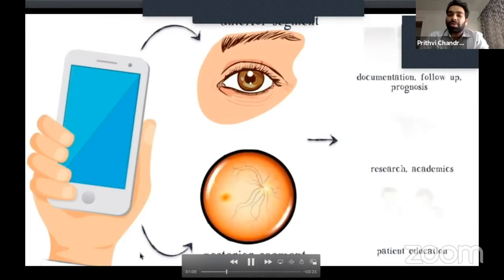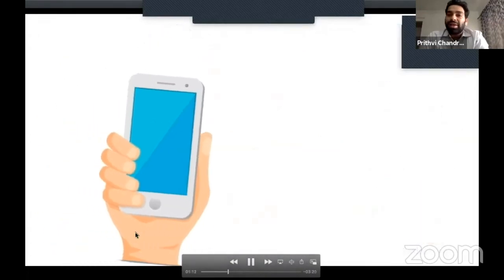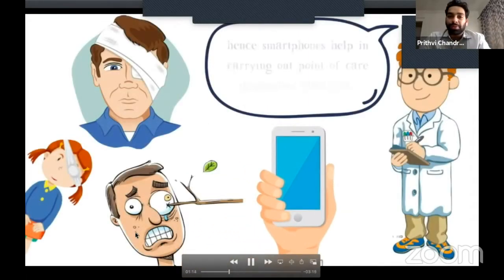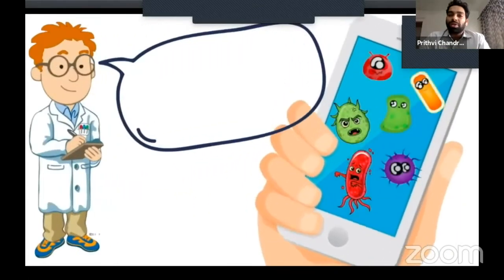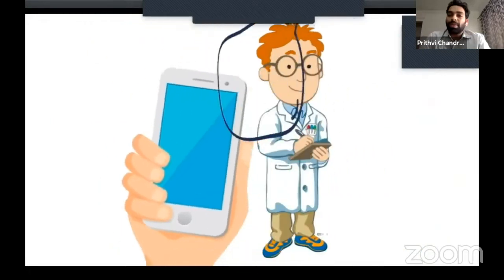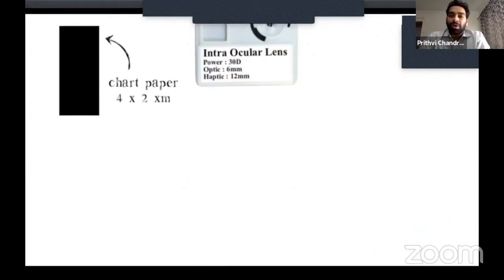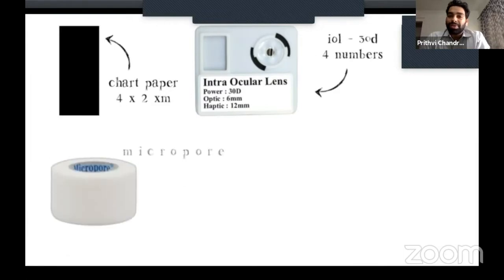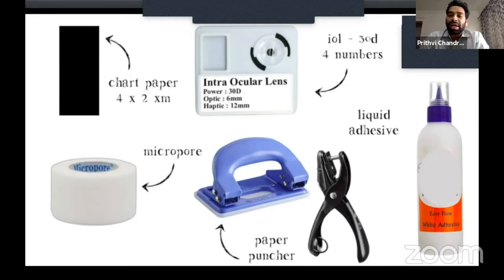Smartphones have been used in ophthalmology for anterior and posterior segments for various purposes, and can be used as a point of care diagnostic. But then what about the use of it in microbiology, pathology, and parasitology? So we used this concept to make the IOL scope. The things required to make an IOL scope are a chart paper of 4 into 2 centimeters, intraocular lenses of 30 diopters, 4 in number, micropore, a paper puncher, and liquid adhesive.